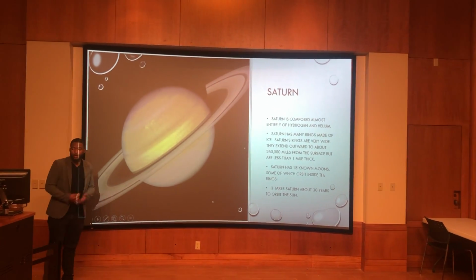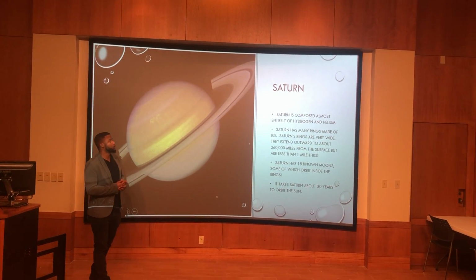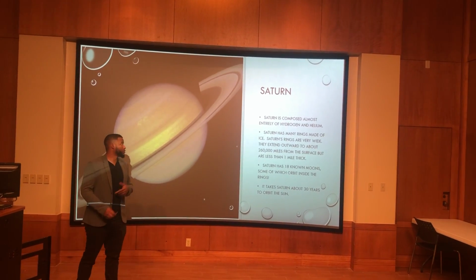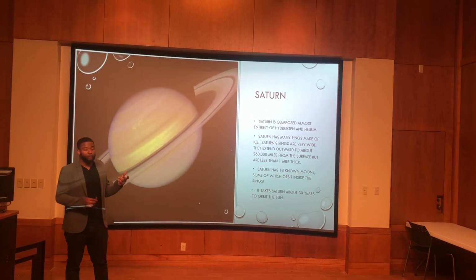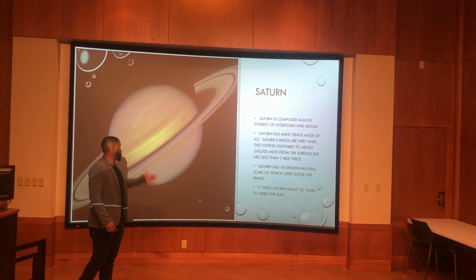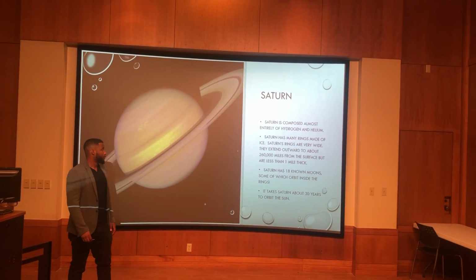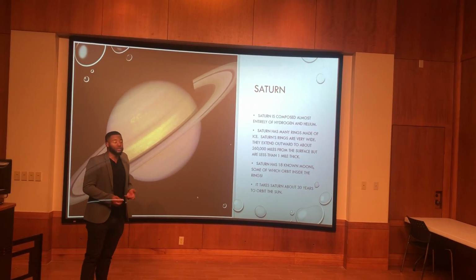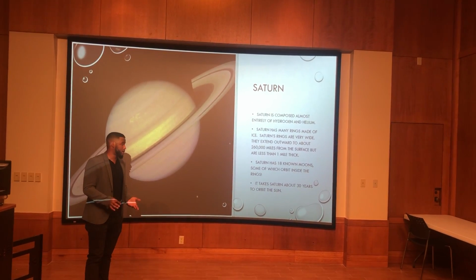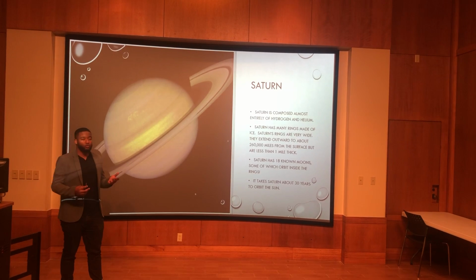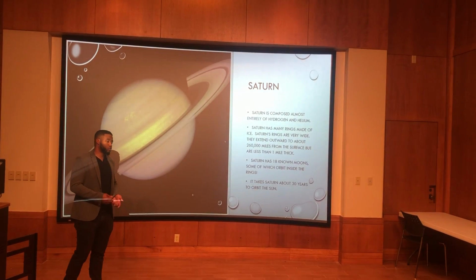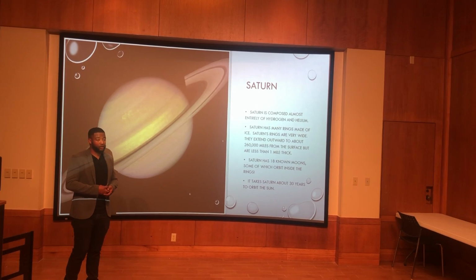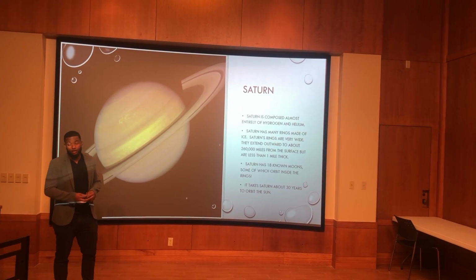Next we have Saturn. Saturn is almost entirely hydrogen and helium. Saturn has many rings made of ice. Saturn's rings are very, very wide. You can see they stretch about 260,000 miles from the surface, but are less than just 1 mile thick. And Saturn, as we know, has 18 known moons, and it takes about 30 years to orbit the sun, which is a very long time.